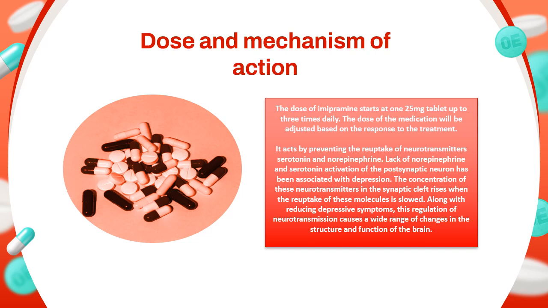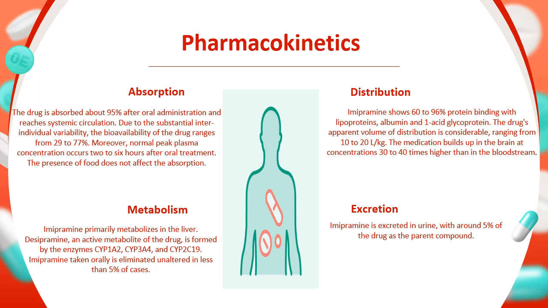Lack of norepinephrine and serotonin activation of the postsynaptic neuron has been associated with depression. The concentration of these neurotransmitters in the synaptic cleft rises when the reuptake of these molecules is slowed. Along with reducing depressive symptoms, this regulation of neurotransmission causes a wide range of changes in the structure and function of the brain. Next is the pharmacokinetics.